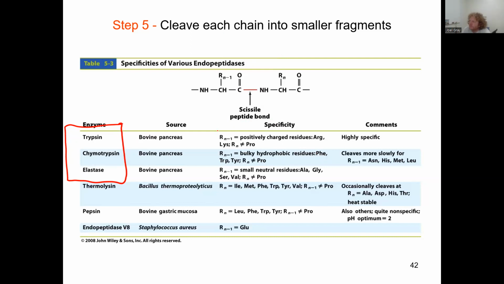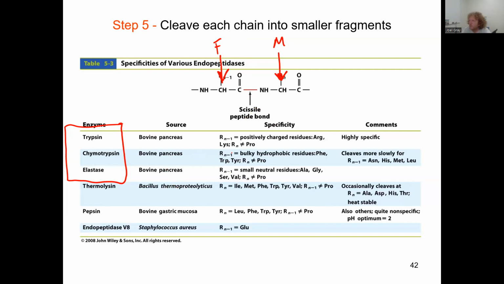Okay, so if you were to see a polypeptide, something like F, let's go with M. That's a phenylalanine in the R sub n minus 1 position, and a methionine in the R sub n. Now, the question is, does trypsin cut this? The answer to that question is no. The question is, does elastase cut that bond right there? And the answer is no, elastase does not cut between F and M.